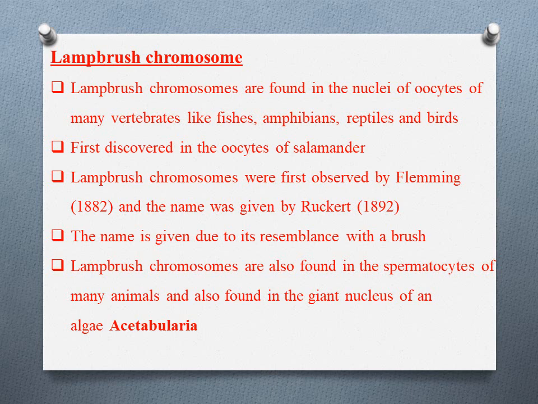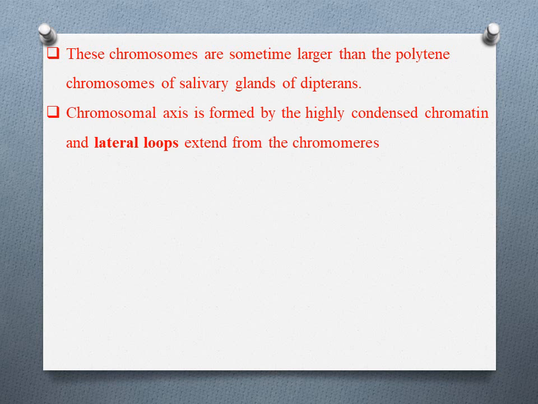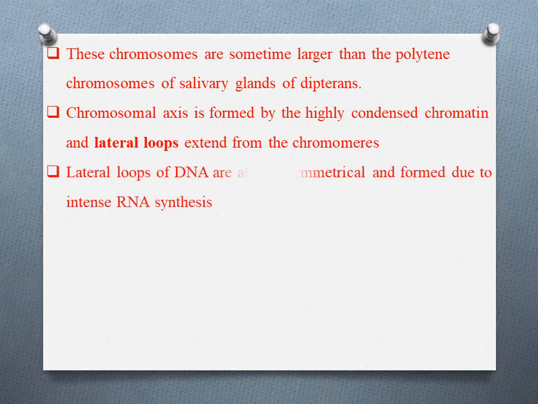The lampbrush chromosomes are also found in the spermatocytes of many animals and also found in the giant nucleus of an alga called Acetabularia. They are present as bivalent forms with four chromatids. And these chromosomes are sometimes even larger than the polytene chromosomes of the salivary glands of the dipterans. The chromosomal axis is formed by highly condensed chromatin, and the lateral loops extend from the chromomeres.